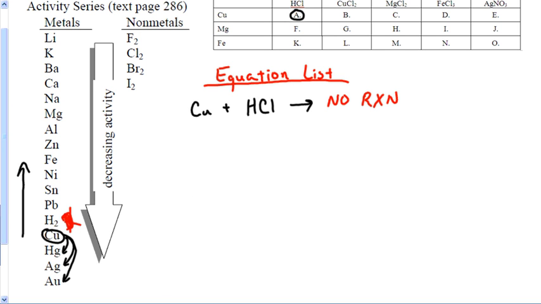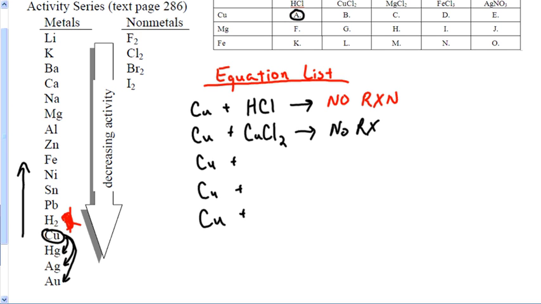So for the second one, you should have had copper plus copper chloride. See, we tried to react copper with copper. Well, this makes common sense. If you try and replace copper with copper, nothing's going to happen. The next one, we had copper plus MgCl2. So how about this one?